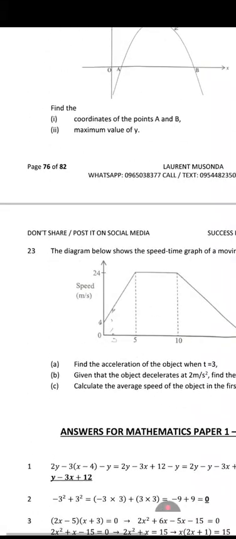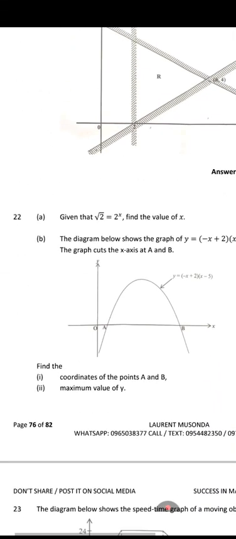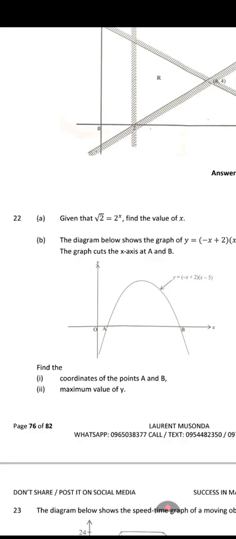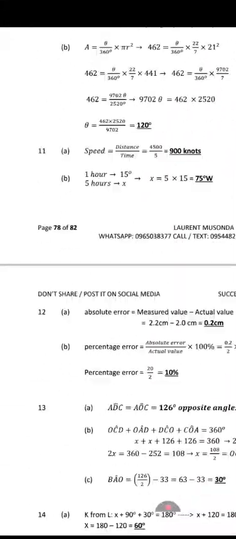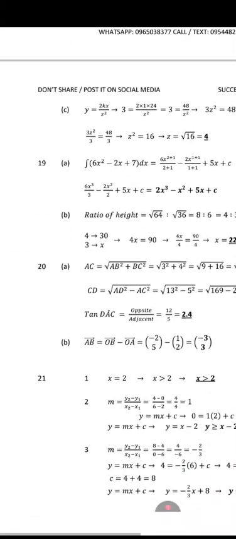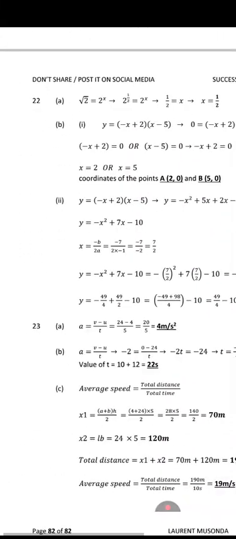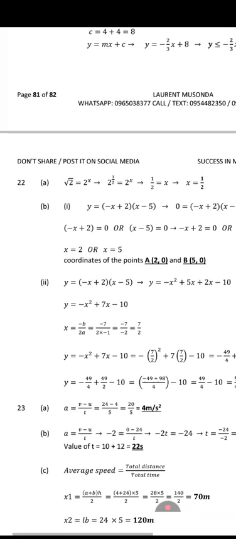Where is it? It is here. Yeah, so here you just write 2x to the power 2 to the power 1 over 2, because the symbol for square root means 1 over 2.